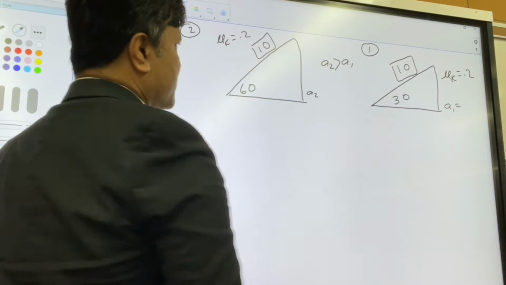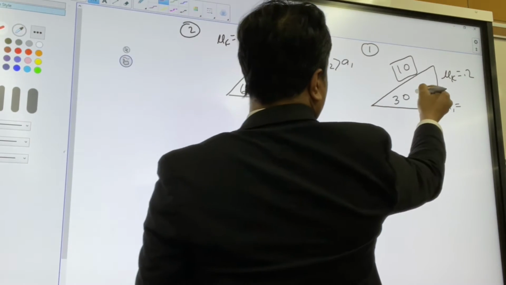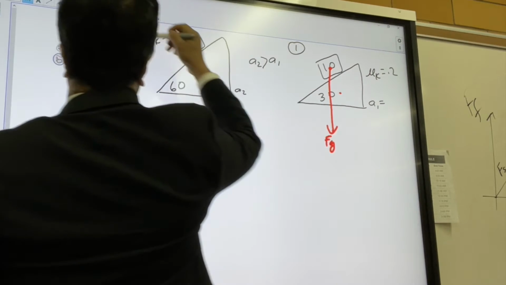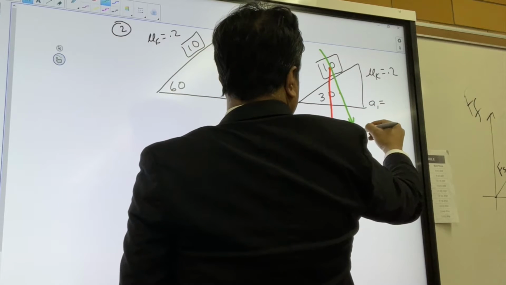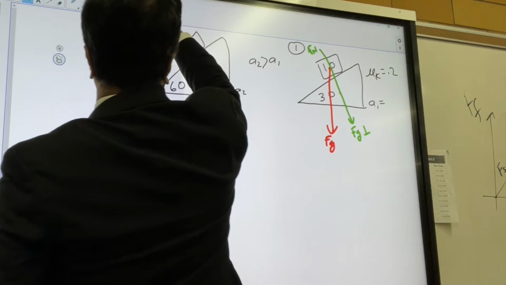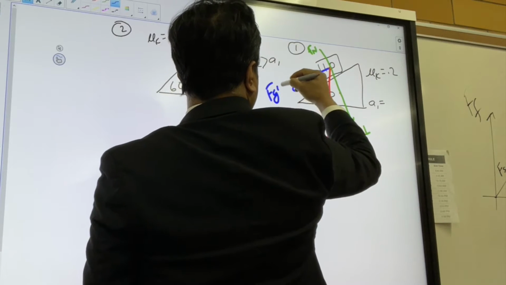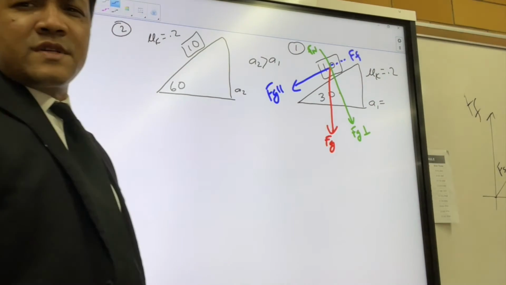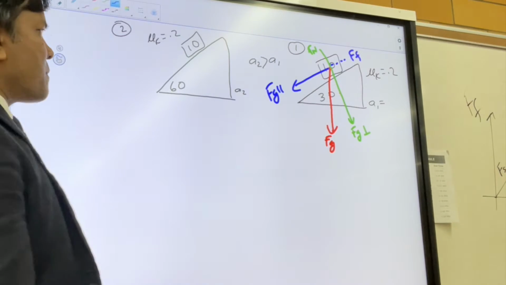Alright, so what are you going to do? We're going to draw a free body diagram. So let's draw a free body diagram. This is FG. FG has two components. This is FG perpendicular, and this is F normal, and this is what we call FG parallel, as you did in class many times. Opposite to this one is the force of friction. Force of friction is always opposite to the motion, and you need to know that for tomorrow.